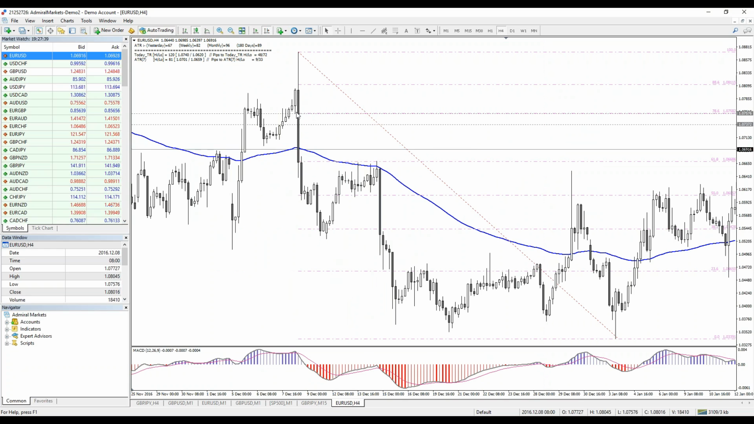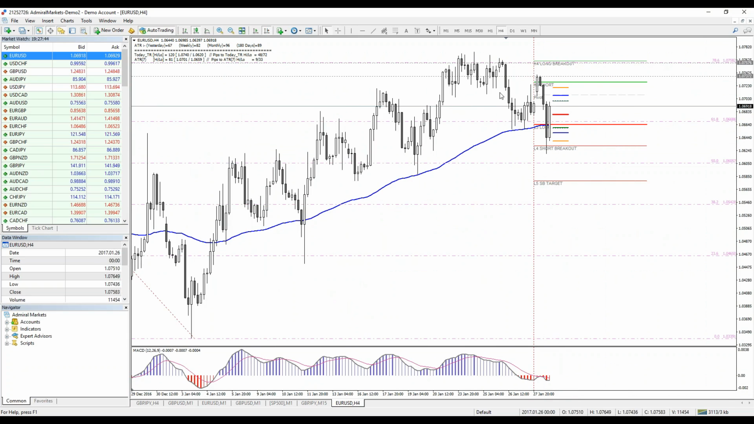The low of the previous bullish candle prior to the move down. Next time it hits, I expect this to hold and to be sold from. So we might see a sell trade.